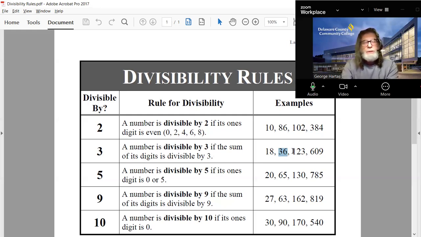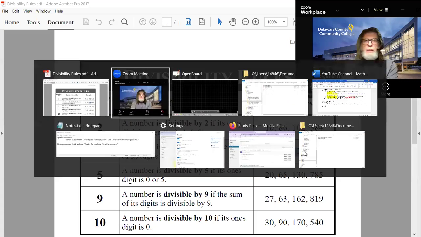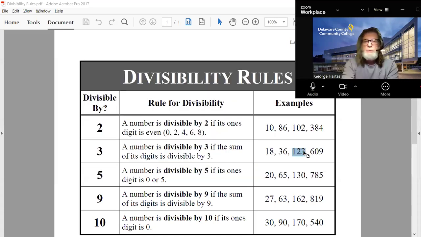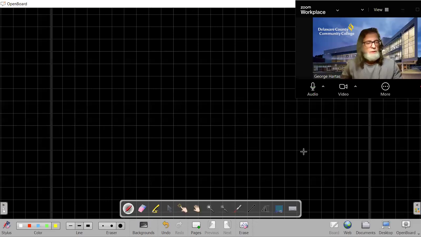How about 123? That's a difficult one. So why don't we take a look at an example here on the board. So we have 123. Is this divisible by 3? Well, the rule says to add the digits, right? Add the digits. 1 plus 2 is 3. 3 plus 3 is 6.